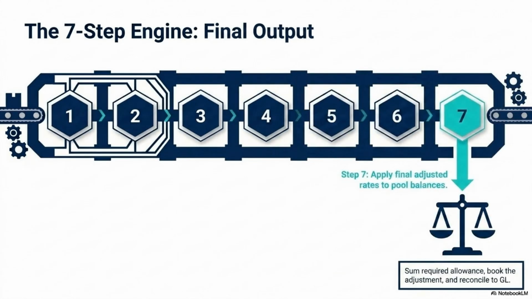Step 7 is the final output. You apply the fully adjusted loss rates to each pool's outstanding balance. You sum across all pools to arrive at the total required allowance. You then compare that required allowance to the current balance in the allowance account, book the adjustment to the provision for credit losses, and reconcile the result back to the balance sheet. That reconciliation is essential for auditability.